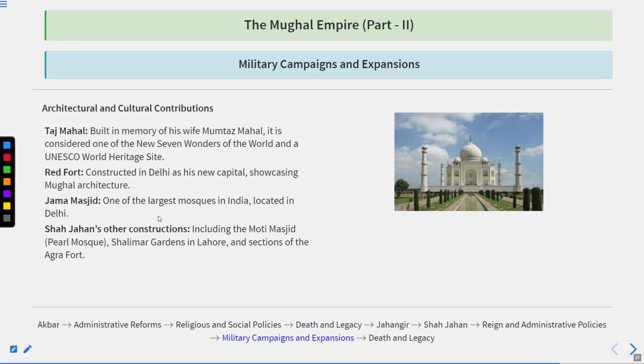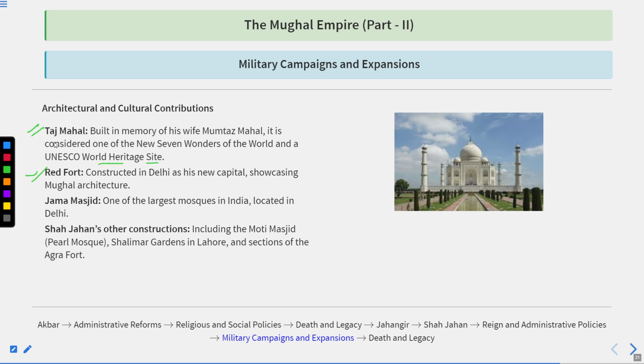Next is architecture and cultural contribution. As we all know, during the time of Jahangir, painting was at its peak. So during the time of Shah Jahan, architecture was at its peak. He built the Taj Mahal, in memory of his wife Mumtaz Mahal. It is considered one of the seven wonders of the world and a UNESCO World Heritage Site.